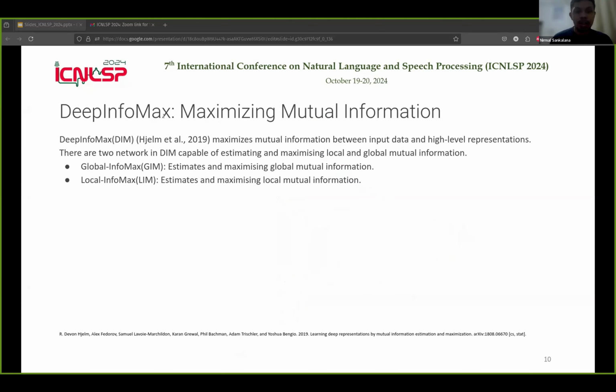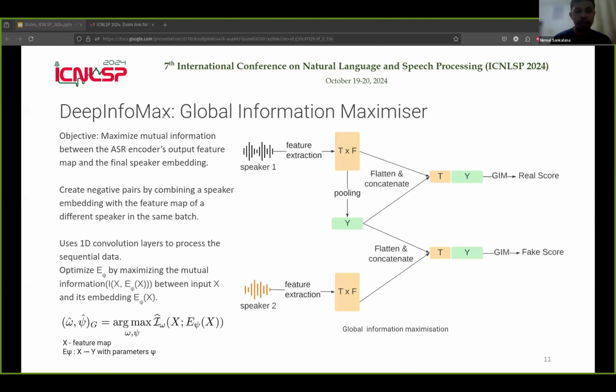The global information maximizer focuses on estimating and maximizing global mutual information, which helps to capture overall patterns of the data. In contrast, local Infomax focuses on estimating and maximizing the local mutual information, allowing it to focus on frame level details within the data. So the main objective of the global information maximizer is to capture the mutual information between frame level and high level information.